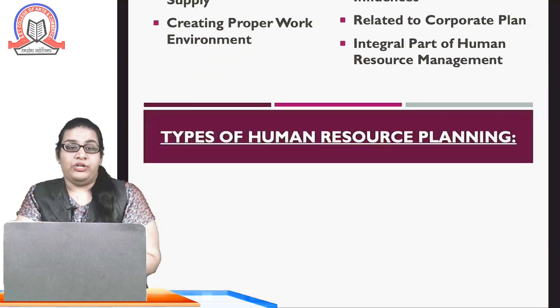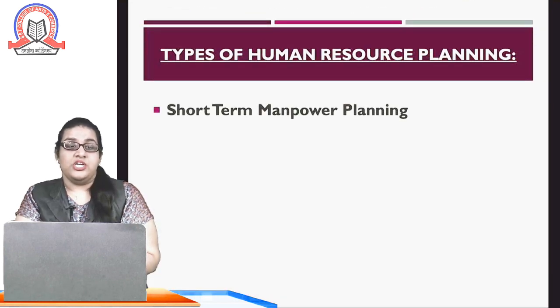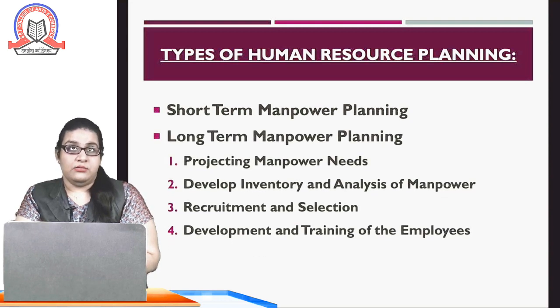Now moving forward to types of human resource planning. First is short-term manpower planning. So it is divided into two parts. There are two types, short-term manpower planning and long-term manpower planning. In short-term manpower planning, we will plan for the short time, like within 1 year, less than 1 year.